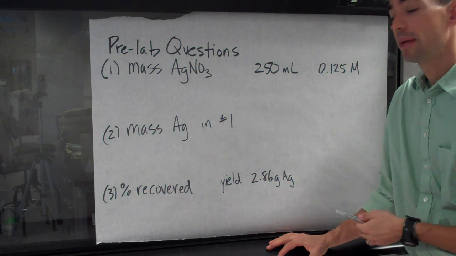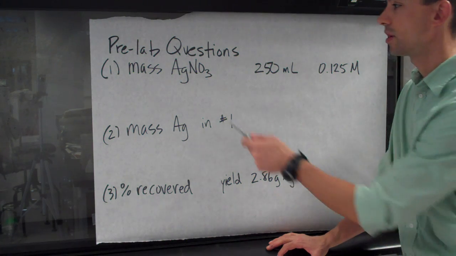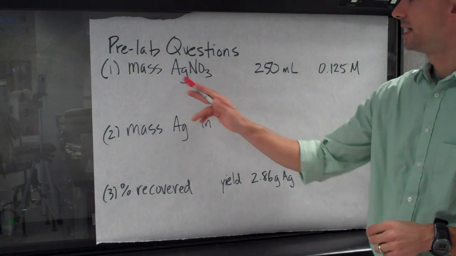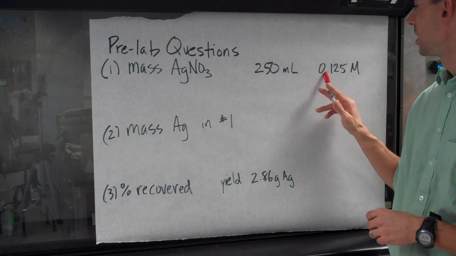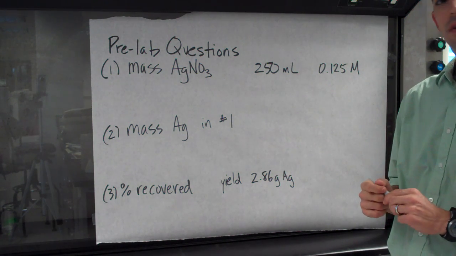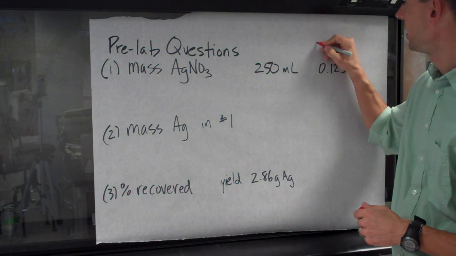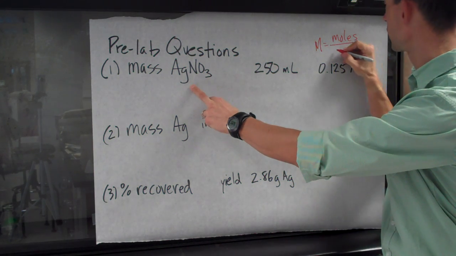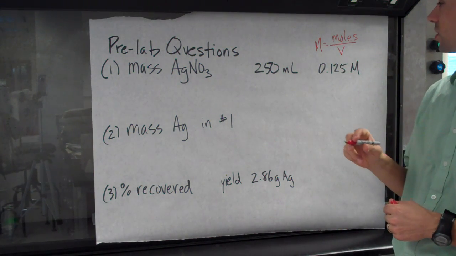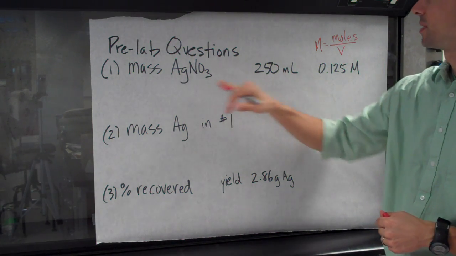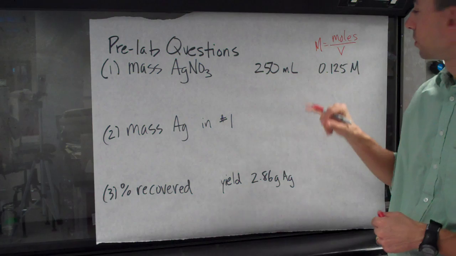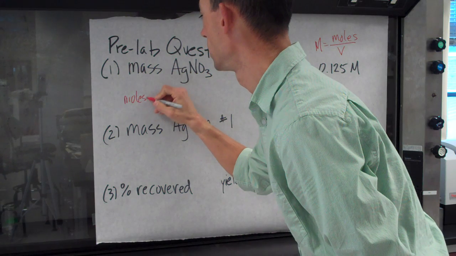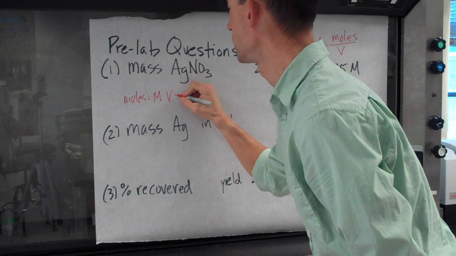So the pre-lab questions mimic this by substituting for the copper 2 sulfate a solution of silver nitrate. So we're asked what mass of silver nitrate is needed to make 250 milliliters of 0.125 molar solution. So molarity is found by taking the moles of the solute, the silver nitrate, divided by the volume of the solution. So the mass would then be related to the moles, and so we could find the moles of silver nitrate by taking molarity of the solution times the volume.